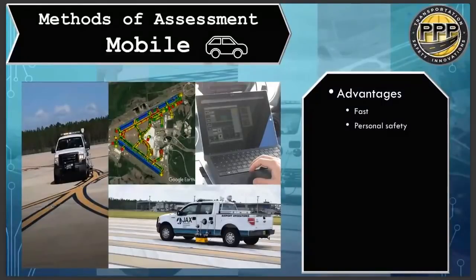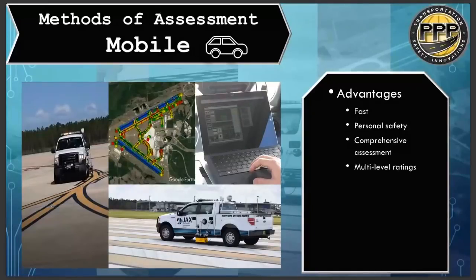Personal safety. You're in a vehicle. You've got lights on it. It's got the radios. You're safe. It's one of the safest ways to be out on the airfield. And then comprehensive assessment. You get an incredibly comprehensive assessment, which we'll show you some more of that later.